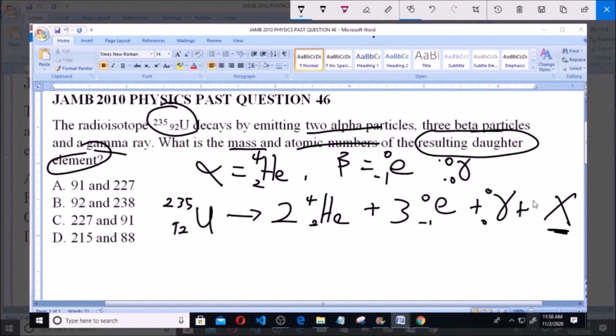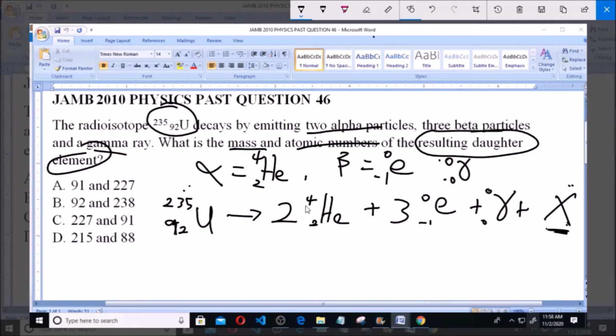Now to get the atomic number and mass number of the daughter element, first we need to get the collective mass and atomic numbers of all the radioactive particles, of the alpha, beta and gamma rays, and then subtract it from this, and then what we have left will be the mass number and atomic number of the daughter element.